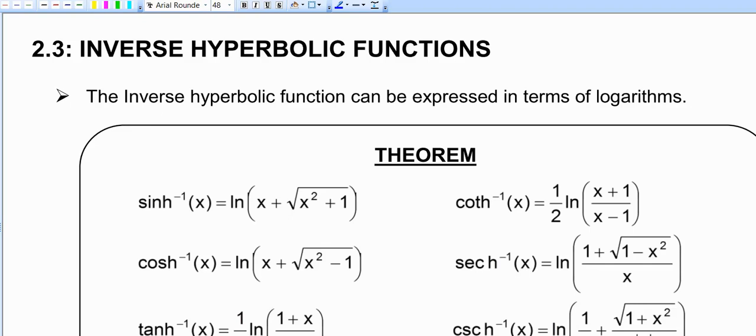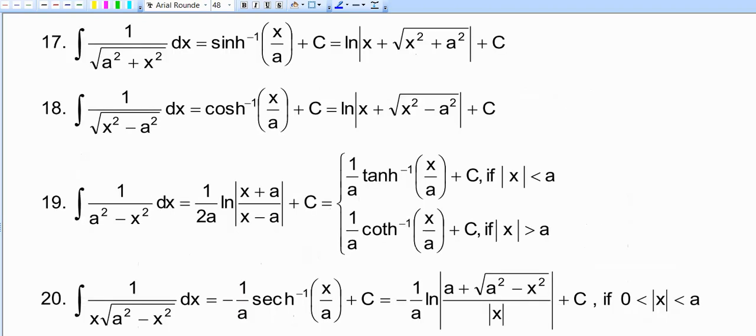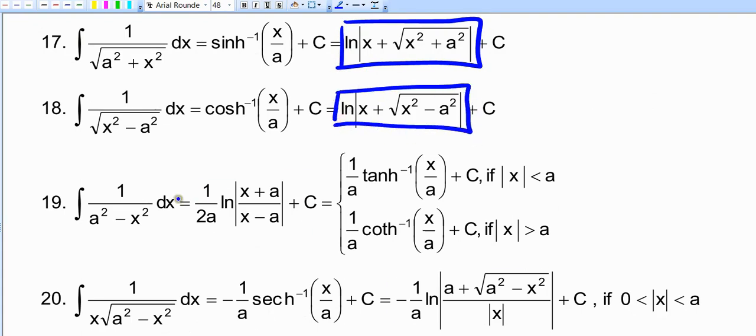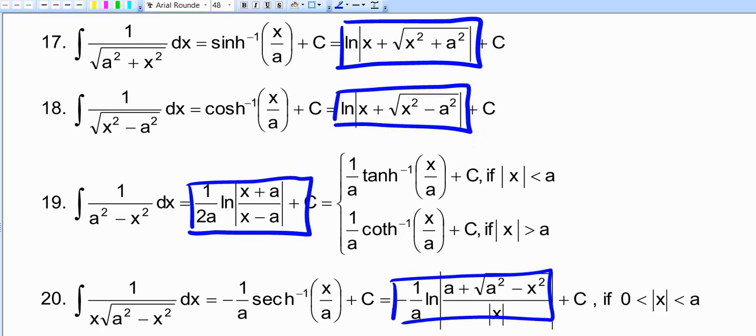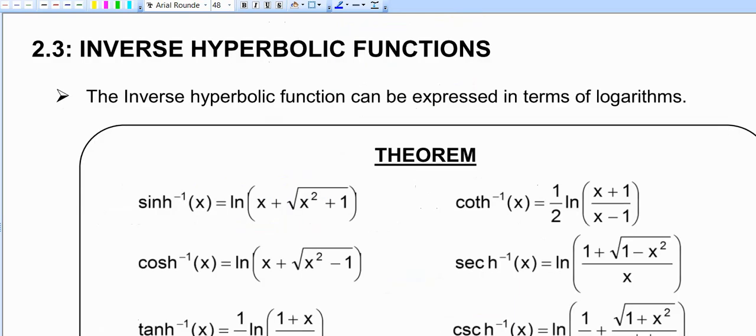Don't worry, this theorem is already in your appendix. Look at your appendix on page 91. The formulas for the integration of inverse hyperbolic functions are from number 17 up to number 21. Here you have it in terms of ln, and this one also has it in terms of ln. These formulas are actually the theorem that we just looked at.